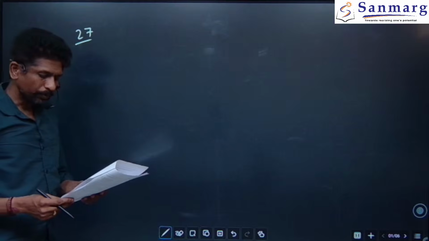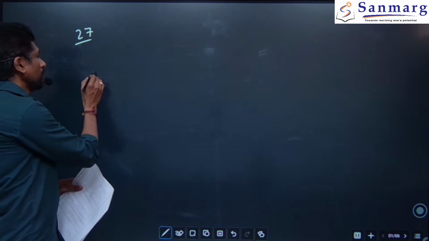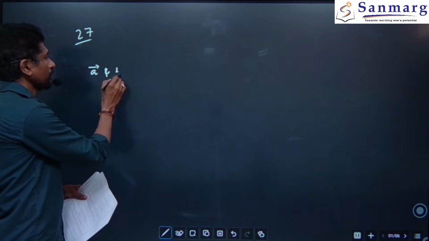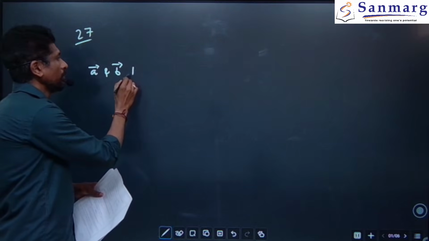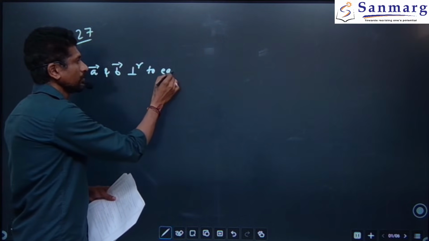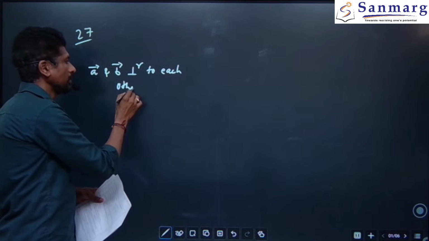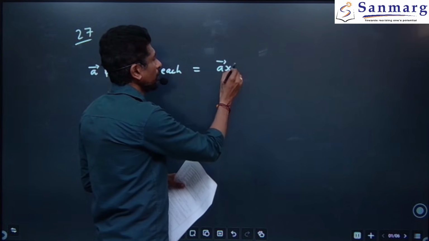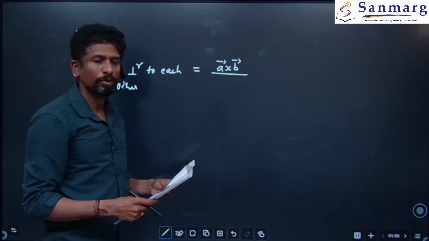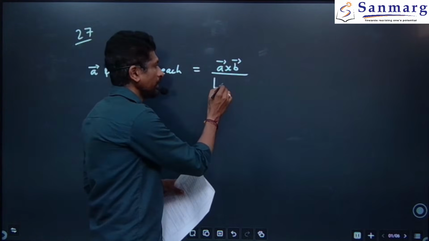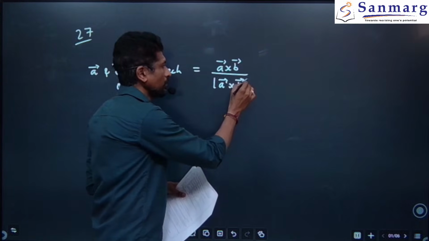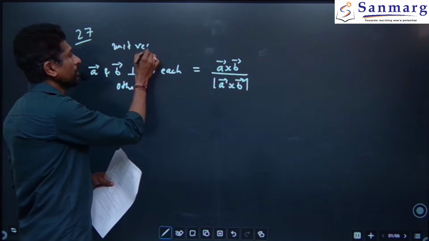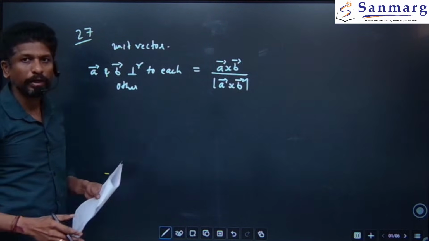Find the unit vector perpendicular to each of A and B. If A and B are perpendicular to each other, to find the unit vector you have to go with the cross product of both vectors, and divide by the same magnitude. So this is the formula to find the unit vector which is perpendicular to both A and B.